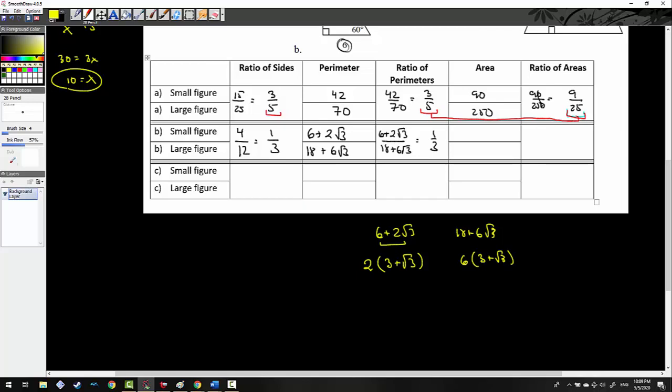Now remember, that is actually on bottom because my ratio has the 18 on bottom here. So 3 plus rad 3. Notice the 3 plus rad 3s are identical. They can cancel each other out. 2 over 6 is in fact 1/3. So our theory held true. Our ratio of sides and our ratio of perimeters were in fact identical.